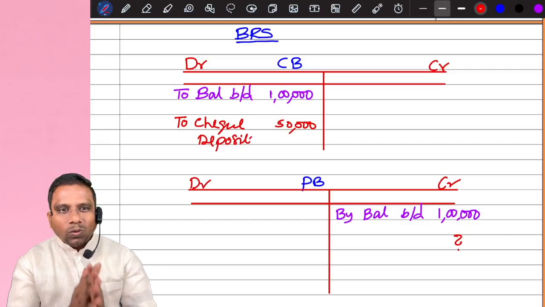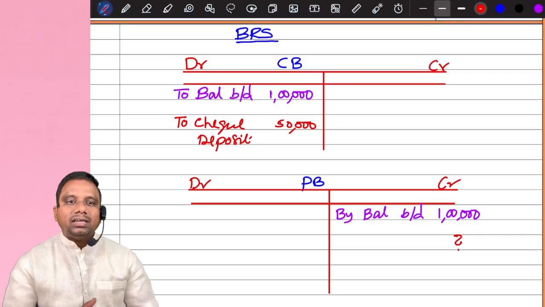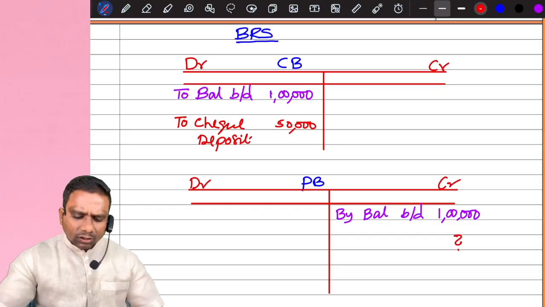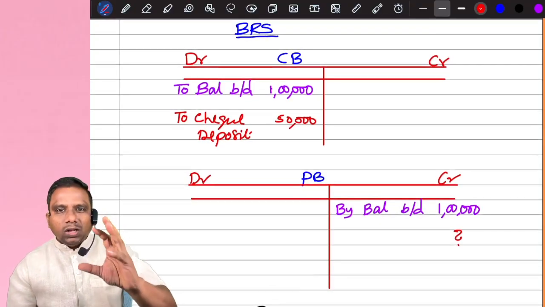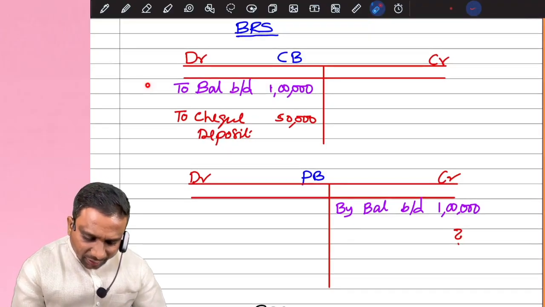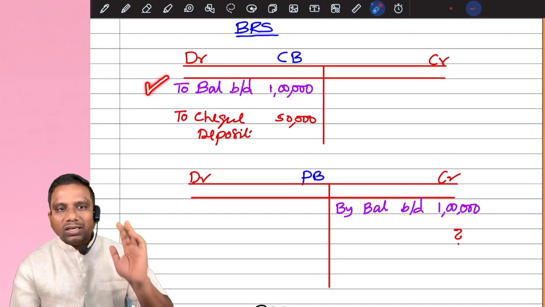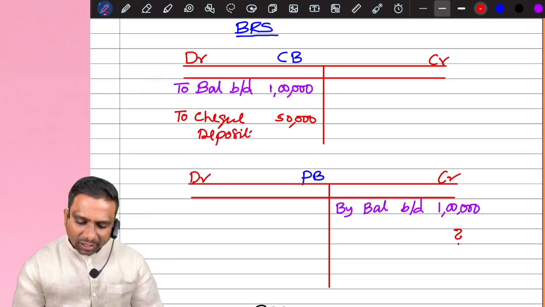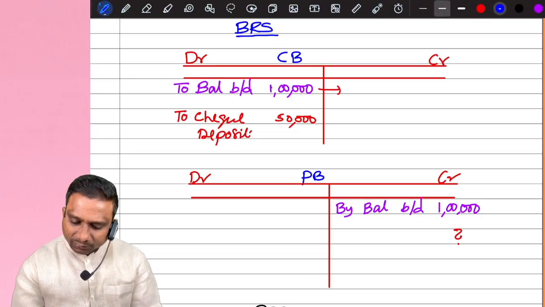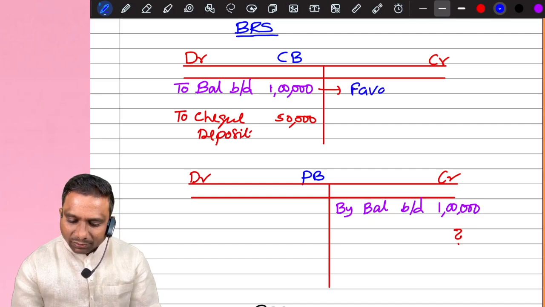Now we discuss one example to understand how BRS problems are to be solved. Let us take the cash book and passbook. Here I am taking the cash book opening balance as 1 lakh debit balance. Cash book debit balance means this is a favorable balance.